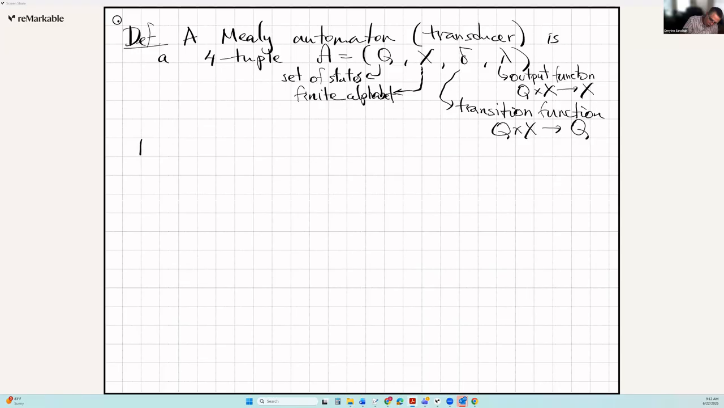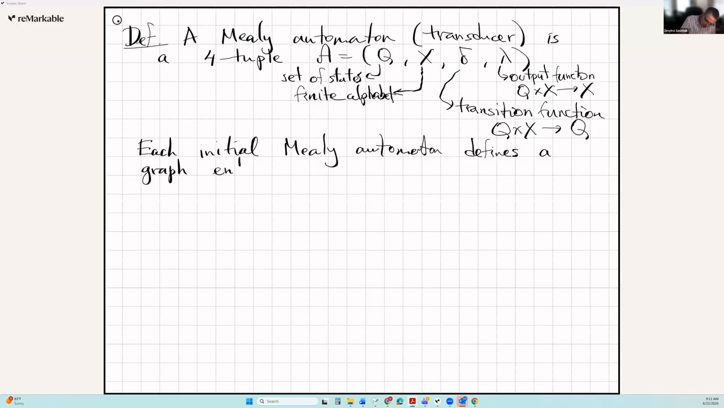Now the point is that each initial Mealy automaton defines a graph endomorphism of X star, viewed as a tree. So we have to explain how this initial automaton will act on any input word. We've seen the example, so we're just formalizing our example essentially.